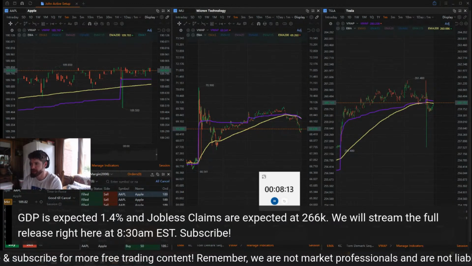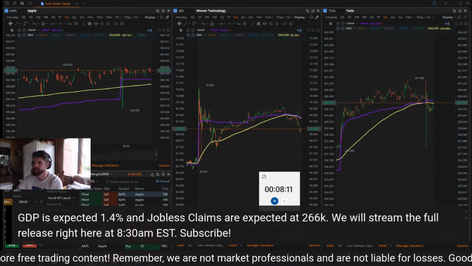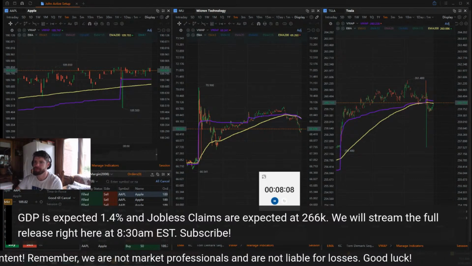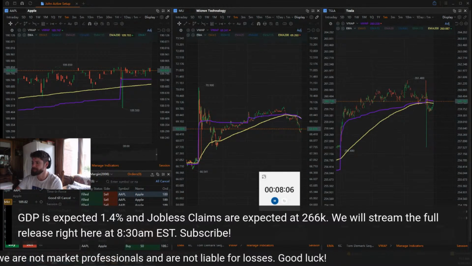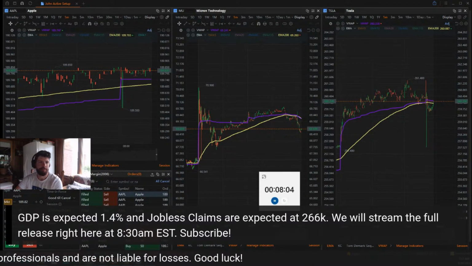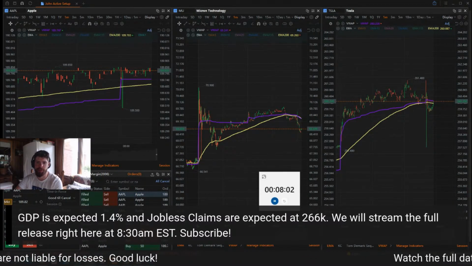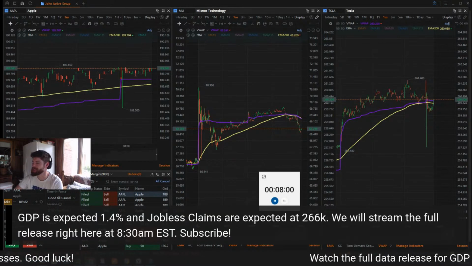All right, guys. So again, Apple tested the top of the range. Tesla started to move back up to test the volume weighted average price and the 200 EMA.